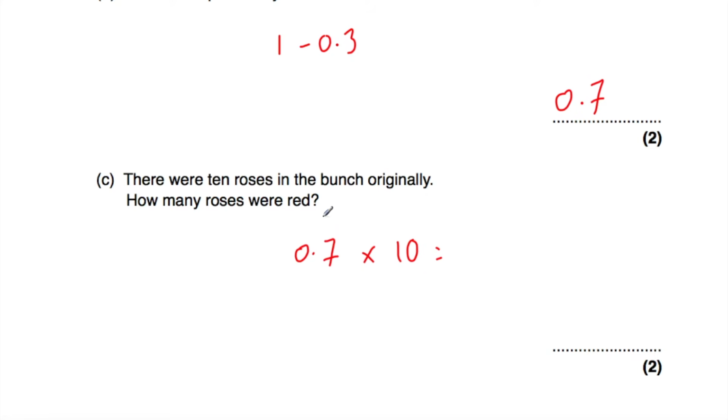So 0.7 times 10 is equal to 7. So that means there would be 7 red roses in the bunch. And that's it. And you can check that, because if there's 10 roses and 7 of them are red, the probability of choosing a red one would be 7/10, and you can change that to a decimal, which is 0.7, and that's it. Okay, let's look at our next question.